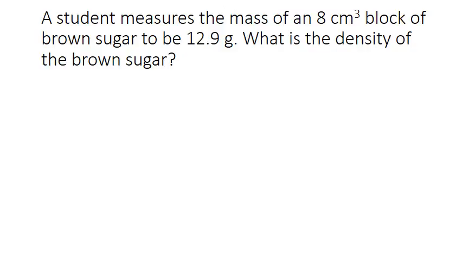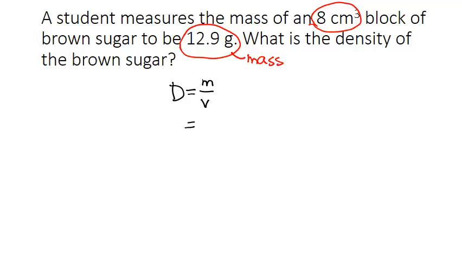A student measures the mass of an 8 centimeters cube block of brown sugar to be 12.9 grams. What is the density of the brown sugar? All right, same steps. I'm going to write out my formula. Density is equal to mass over volume. Next step, I need to substitute in my values. Okay, let's look at my equation. We have 8 centimeters cubed and 12.9 grams. Which is which? Well, my grams is my mass, and 8 centimeters cubed must be my volume.